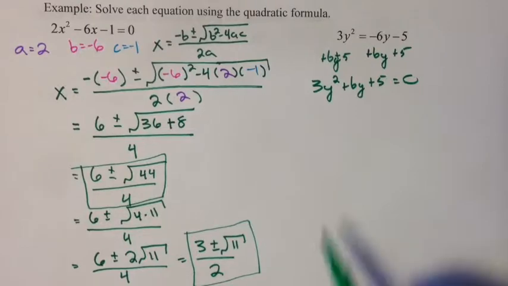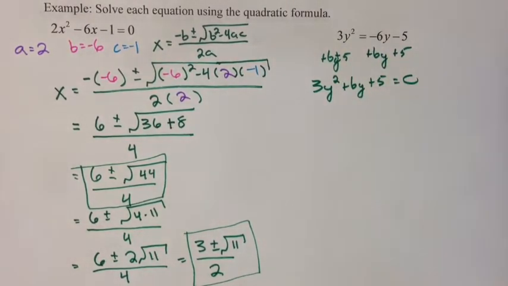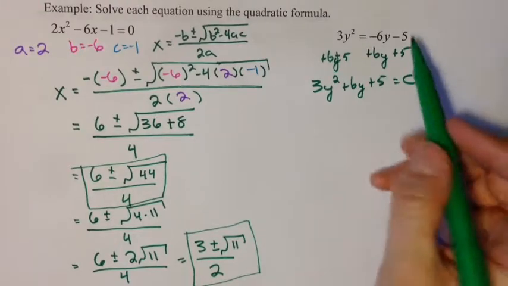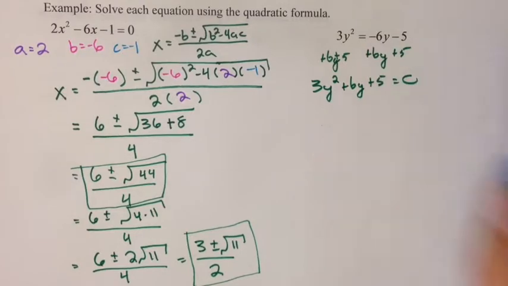Now, if you're thinking, why couldn't I just subtract the 3y squared to the other side? You're not wrong. You will get the same answer whether you move the 6y and the 5 over or whether you move the 3y squared over. As long as you keep your signs straight, you'll get the same answers. I tend to move things over so that I have as many positive numbers as possible because I figure I'm less likely to mess up my negative signs.